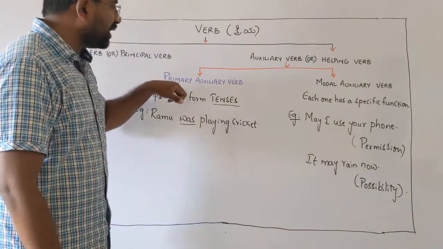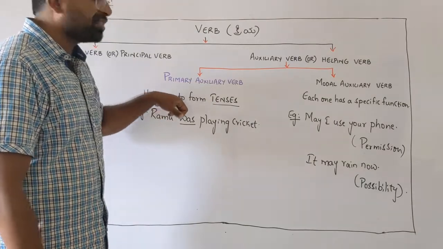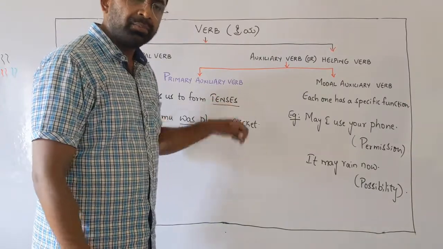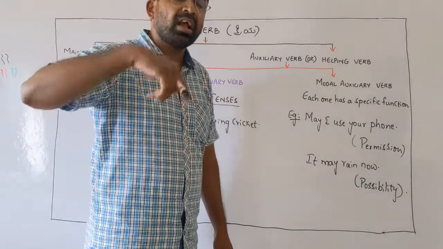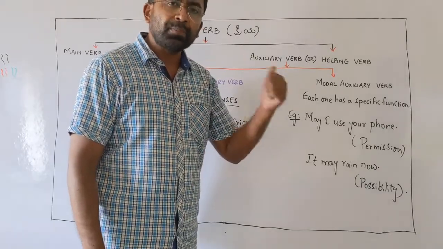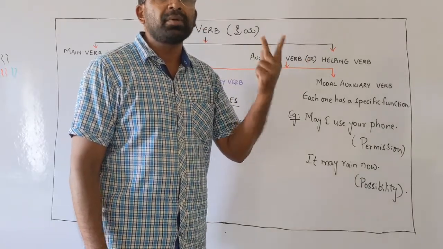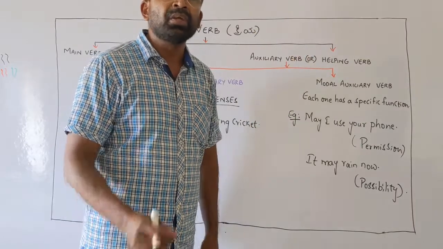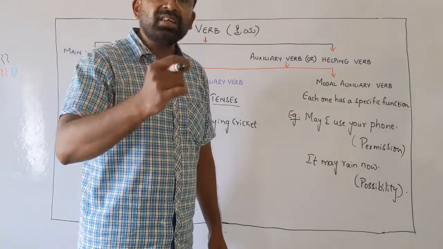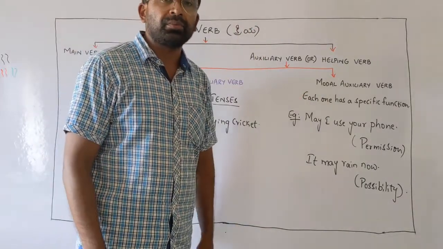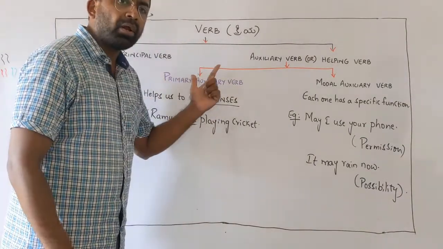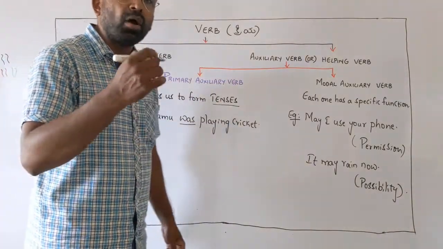The primary auxiliary verb helps us to form tenses. You might have heard about tenses, right? The present tense, the past tense and the future tense. Again, the present tense is classified into simple present tense, present continuous tense, present perfect tense and present perfect continuous tense, depending upon the time of the action. So the primary auxiliary verbs help us to form tenses.